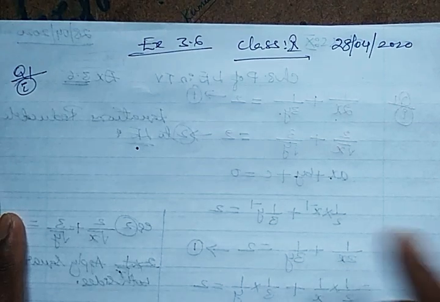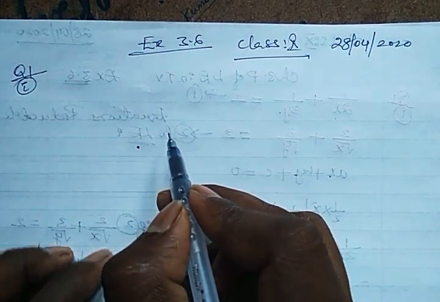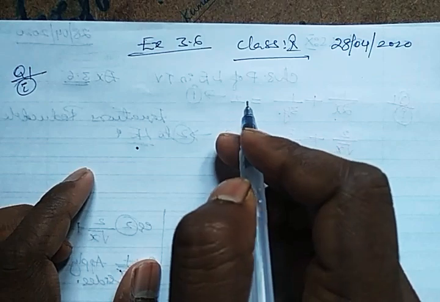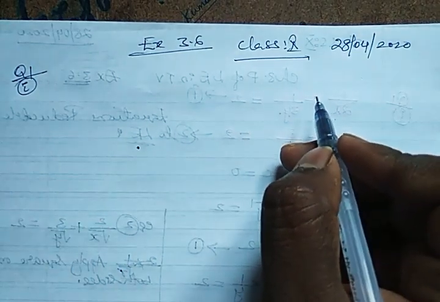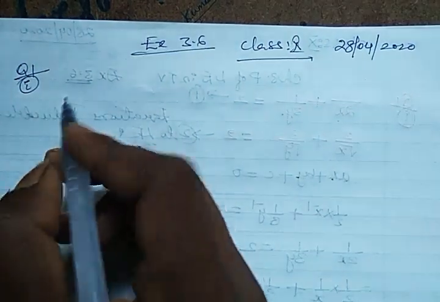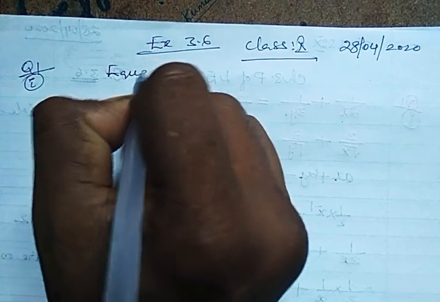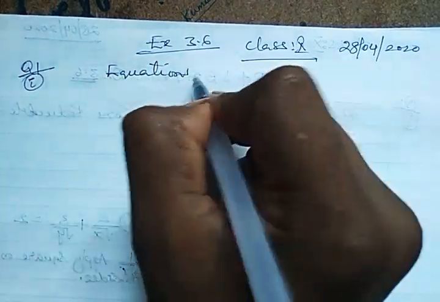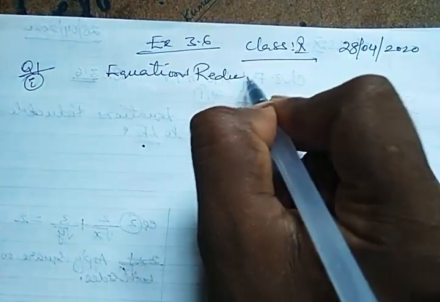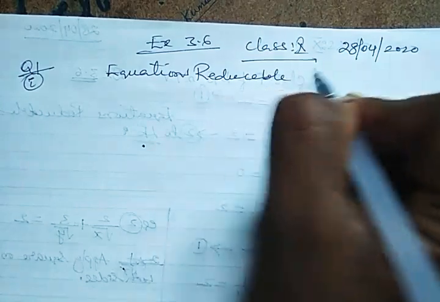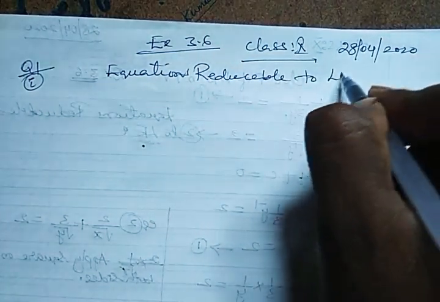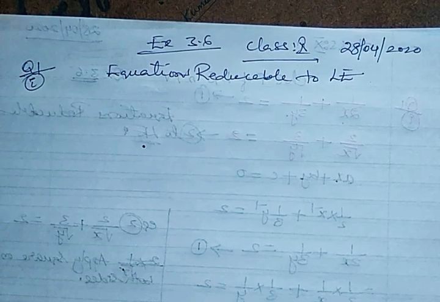Good morning, students. Today we are going to discuss another method. This is the last concept of this chapter, 3.6 exercise, that is equations reducible to linear equations. They are just equations.